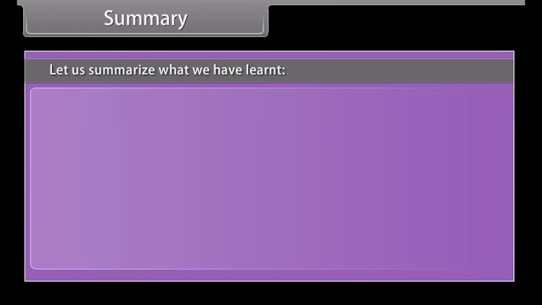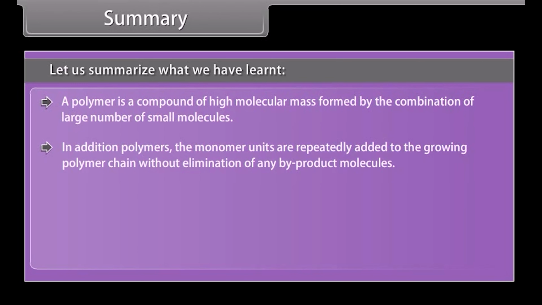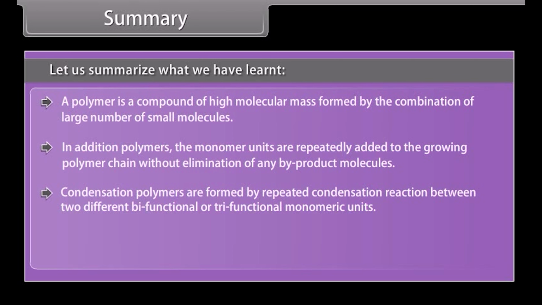Summary. Let us summarize what we have learned. A polymer is a compound of high molecular mass formed by the combination of a large number of small molecules. In addition polymers, the monomer units are repeatedly added to the growing polymer chain without elimination of any byproduct molecules. Condensation polymers are formed by repeated condensation reaction between two different bifunctional or trifunctional monomeric units.